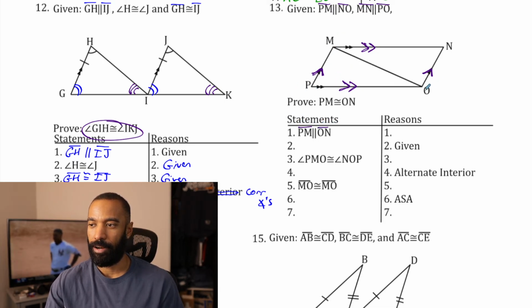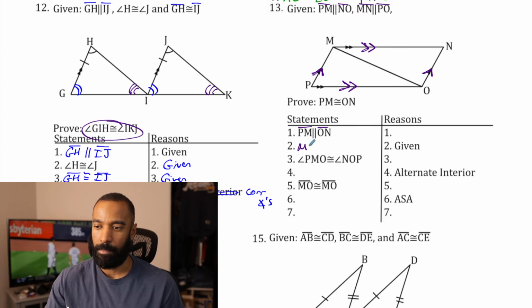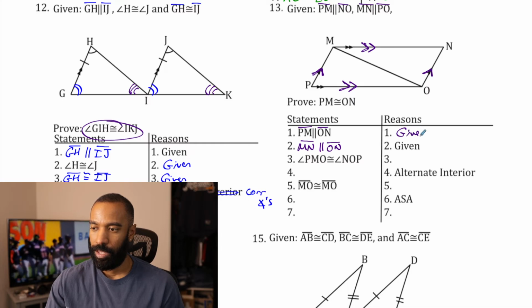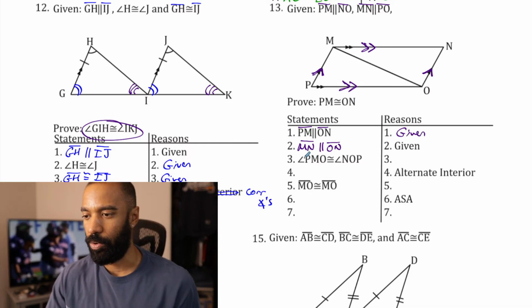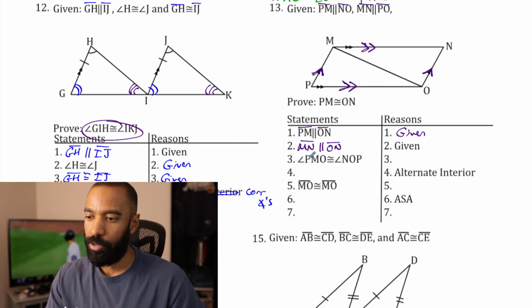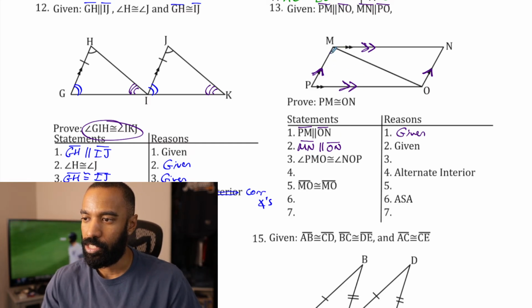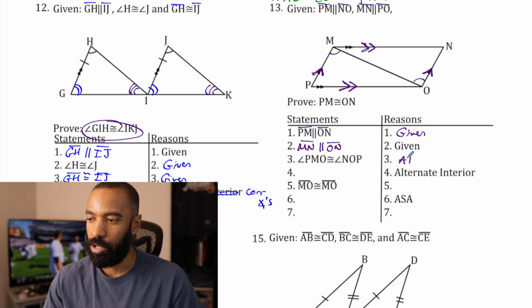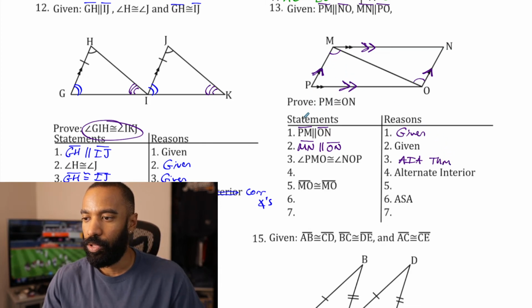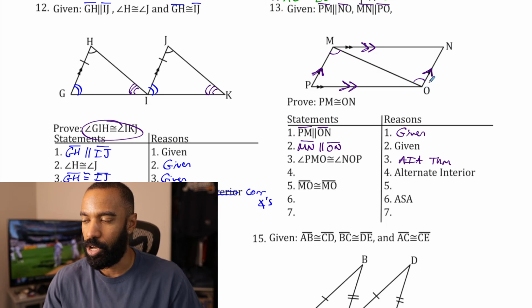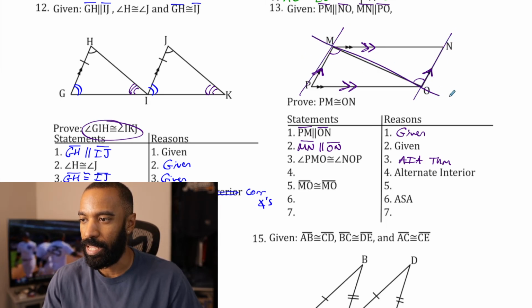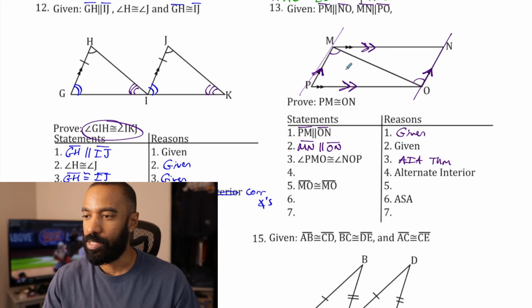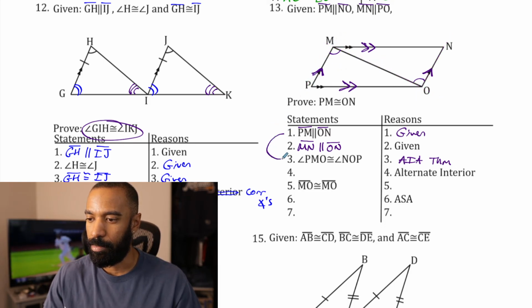So PM parallel to ON, and then after that we do have MN parallel to ON. So both are given on that front. Looks like they are going to attack alternate interior angles here now. First they lead to angle PMO, that's this one right here, congruent to angle NOP, that's this angle right here. Those are alternate interior angles as a result of which parallel lines, by the way? If you look at the first statement, PM parallel to ON, that's creating those alternate interior angles there. So it's actually statement 1 that led us to statement 3.